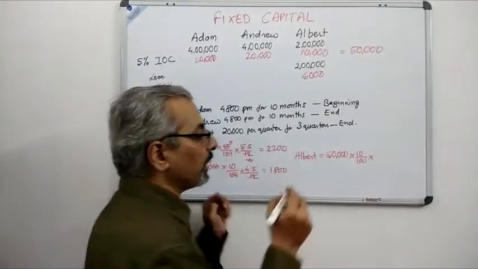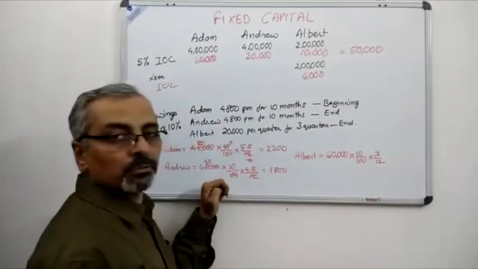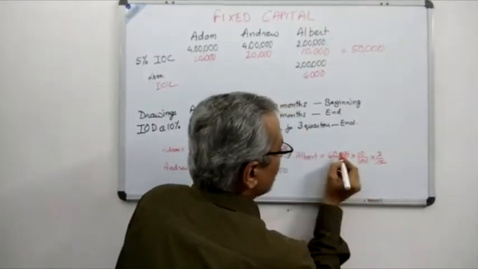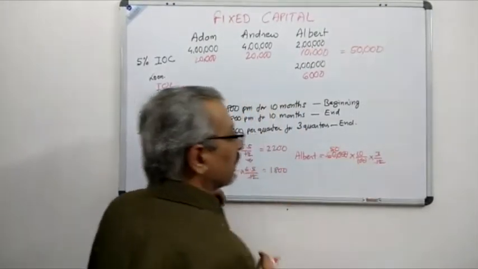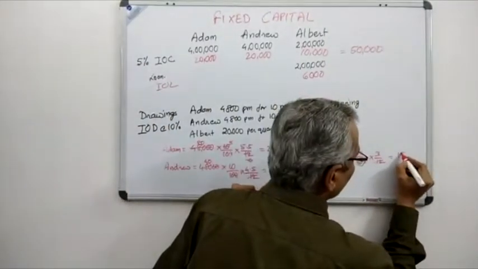So we'll calculate the drawings for 3 months. So 3 by 12 over here, you can see very carefully. Cancel the zeros over here, cancel the 12 and this, we are getting a 50 over here. 50 into 10 is 500 into 3 gives us 1500.